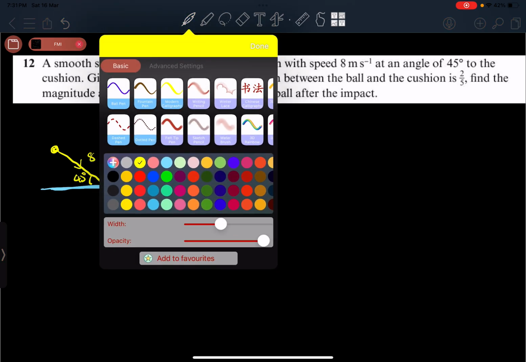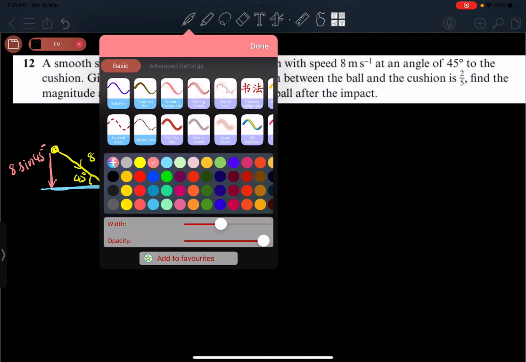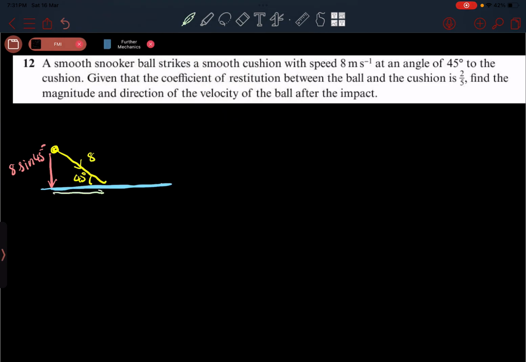Immediately, the first thing I would do is resolve the velocity into the perpendicular component and the parallel component. So perpendicular, that would be 8 sine 45, and the parallel component would be 8 cosine 45. I know that the same parallel component would be carried away, so this is 8 cosine 45. So the ball is now leaving the cushion.